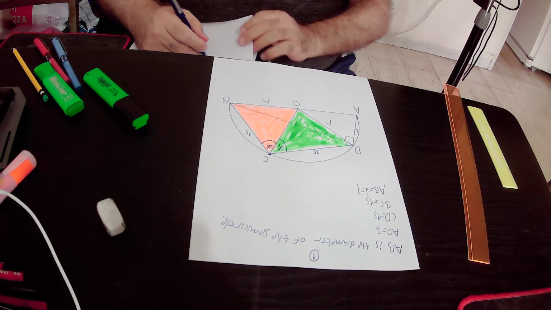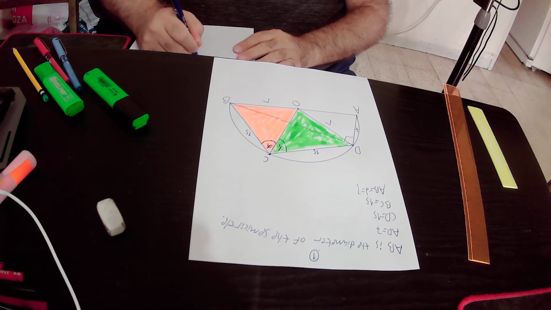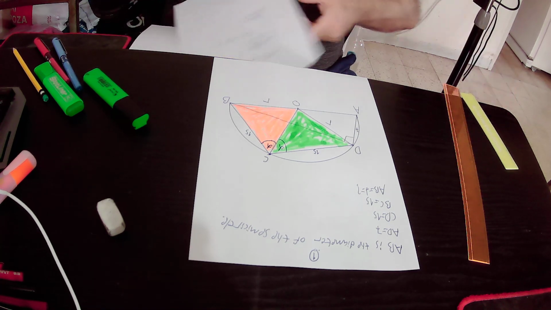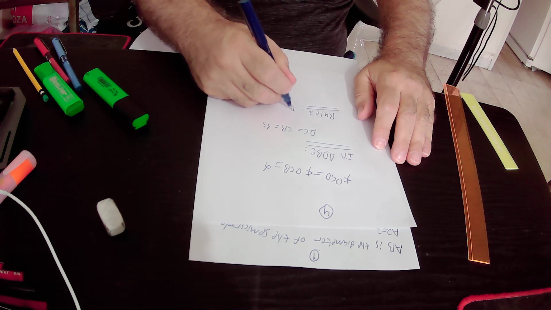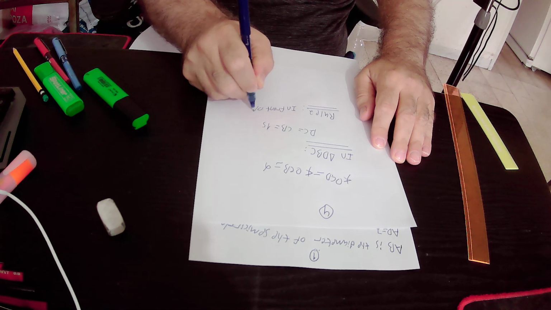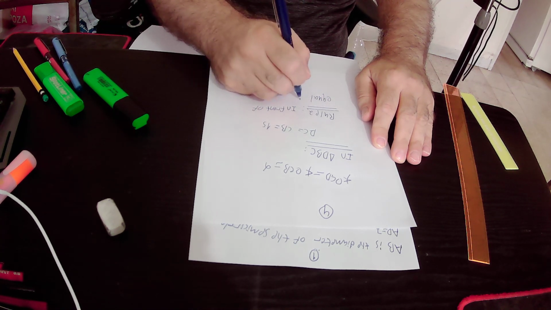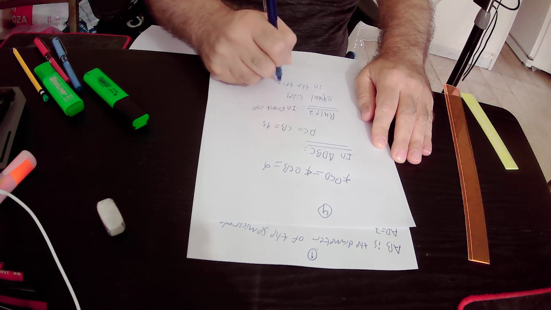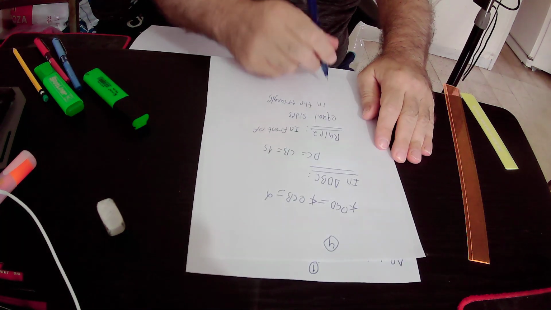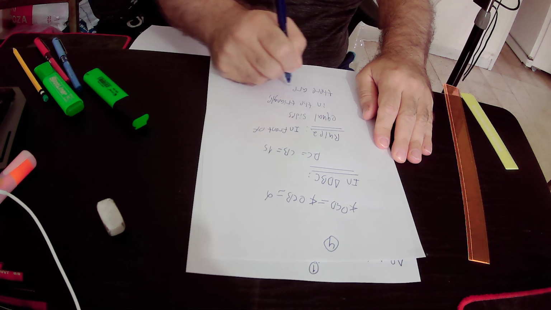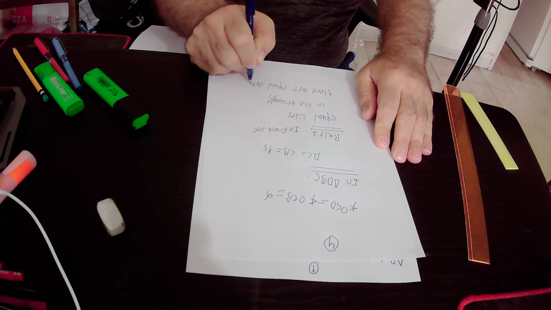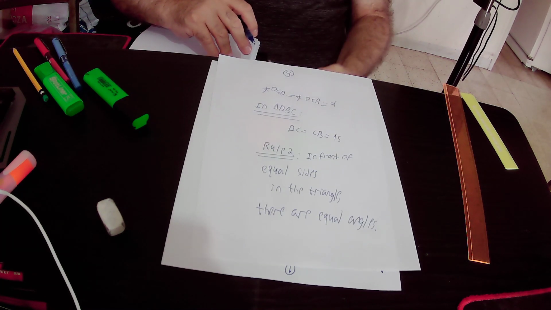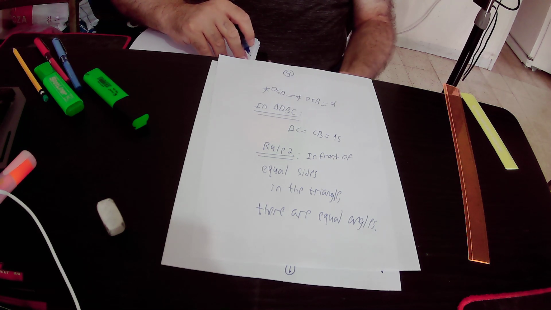And we have a rule, I will call it rule number 2. Rule number 2 states that in front of equal sides in the triangle, there are equal angles. So I will read rule number 2 again. Rule number 2 states that in front of equal sides in the triangle, there are equal angles.